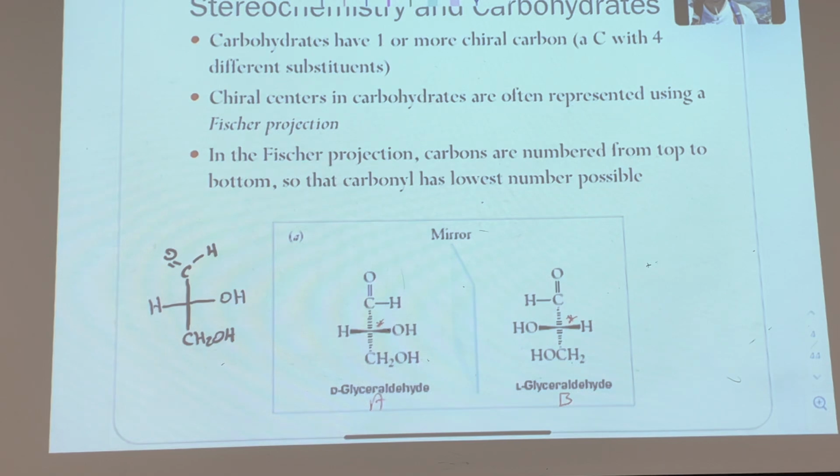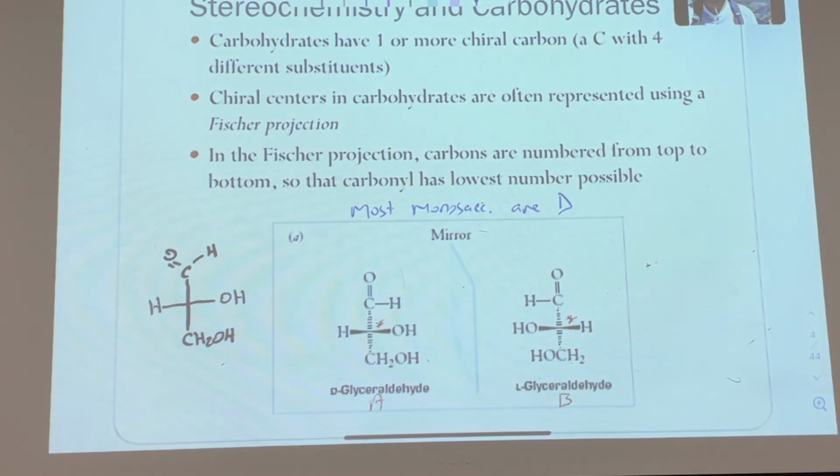The vast majority of monosaccharides in nature are D. There are a few exceptions, three of naturally occurring sugars that are actually L, but the vast majority of monosaccharides in nature are D sugars. Okay.